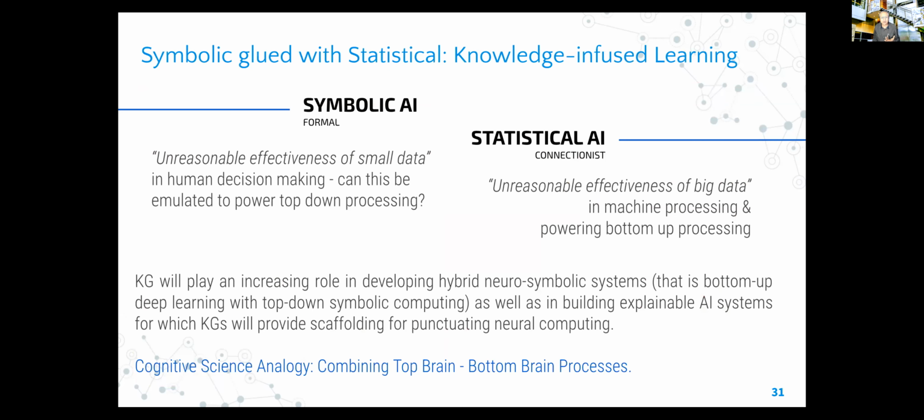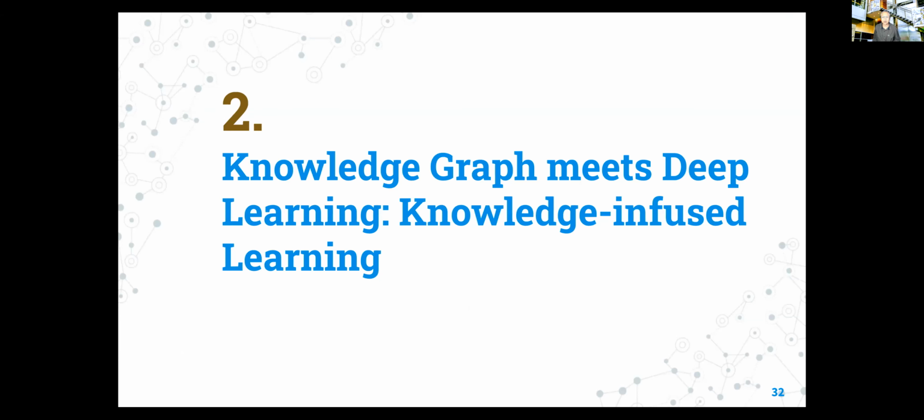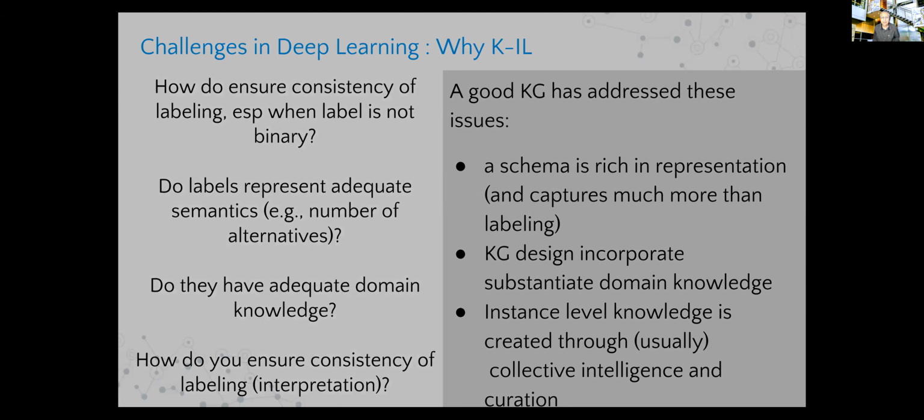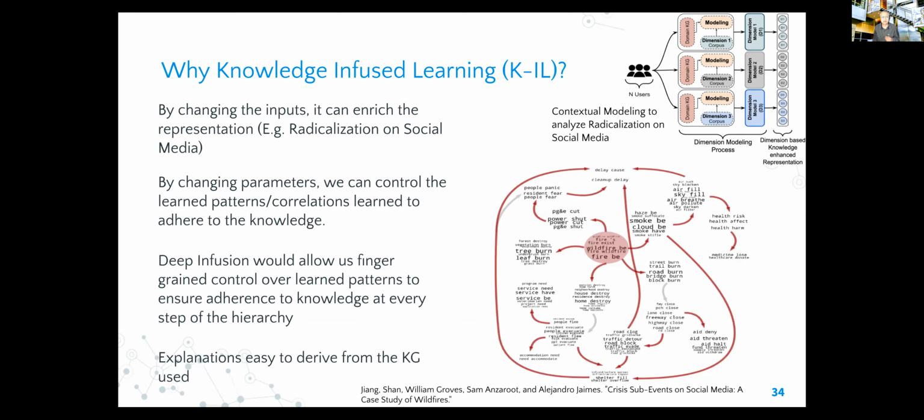The thing that is of huge interest to us is really to combine symbolic AI with statistical AI, and see the benefit of that. So in this knowledge infused learning, there are many challenges in deep learning that are outlined on the left hand side, and I've given some reasons on the right hand side of how we can address these. In interest of time, I'm skipping or going faster.